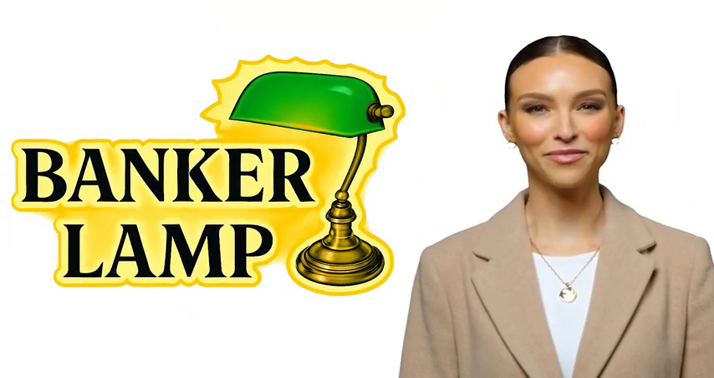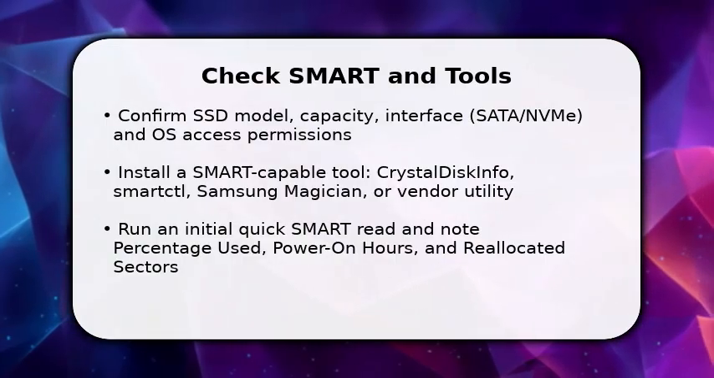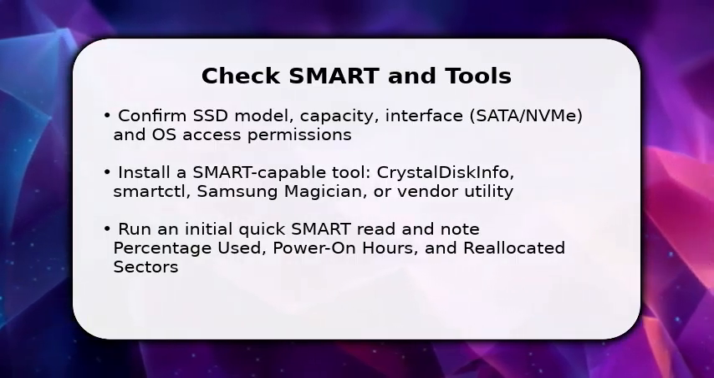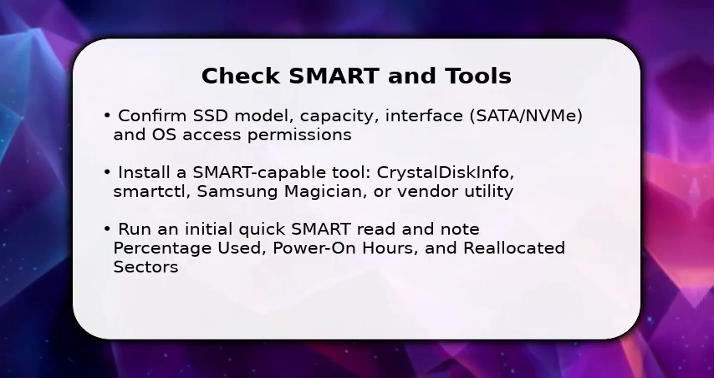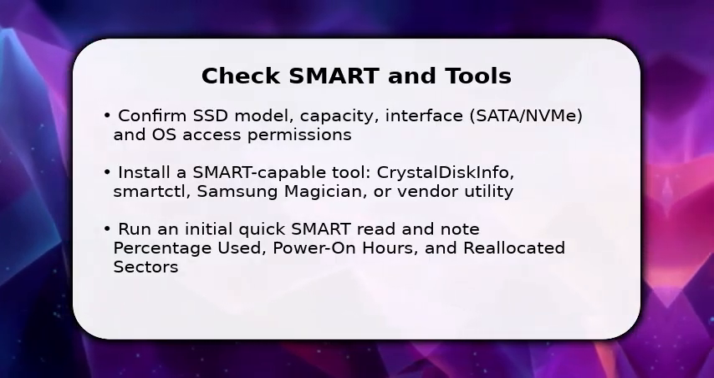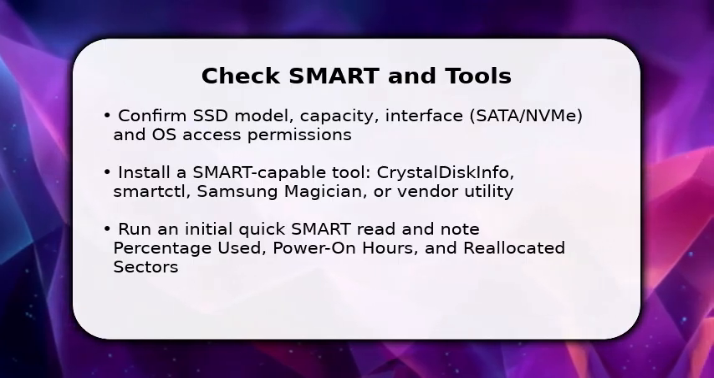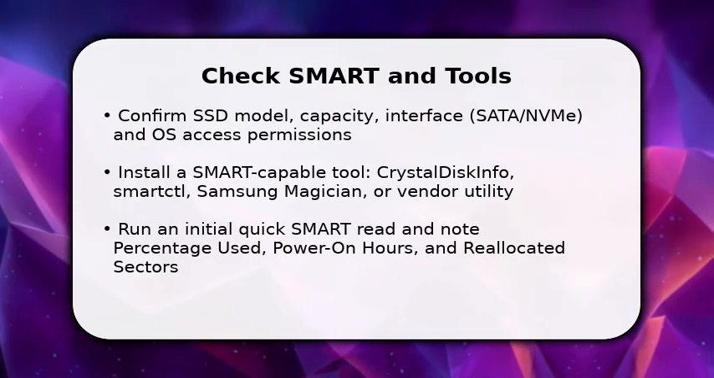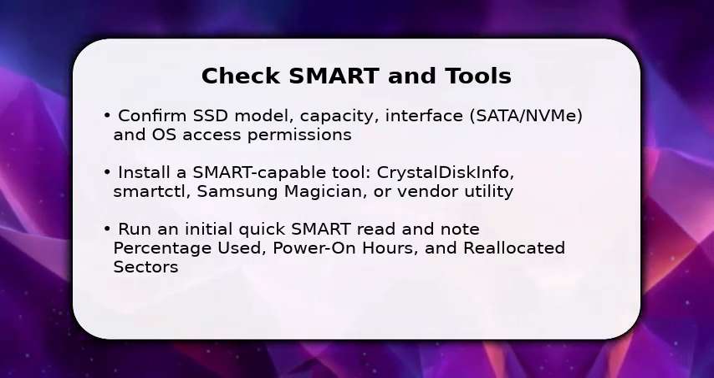Please enjoy the video. You start by identifying the drive and getting a proper tool. This ensures accurate metrics. Install a SMART utility now and run a quick health check. Once done, make sure to record percentage used, power on hours, reallocated sectors, and any raw wear attributes. These are the primary indicators.